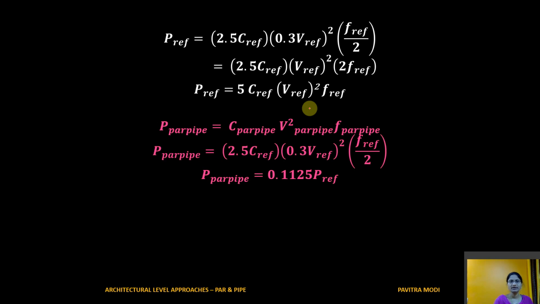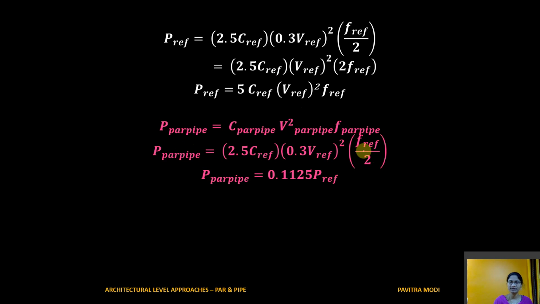Fine. Now, let me talk of the combination of both parallelism and pipelining. The formula is CV square F again. Capacitance is increased by 2.5 times and frequency is reduced by half. Why? Because we are introducing parallelism here. Fine. And as we have reduced the frequency, definitely the voltage can be reduced, and you can decrease the voltage to a much larger extent.